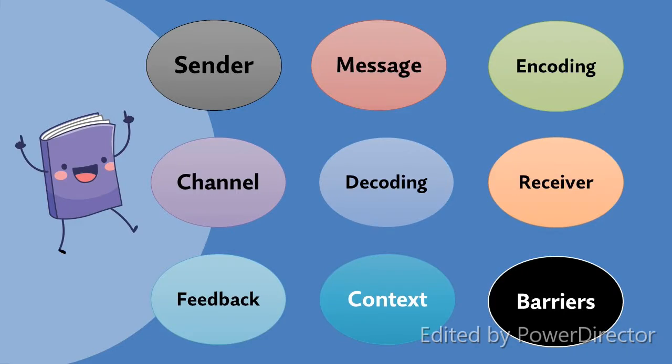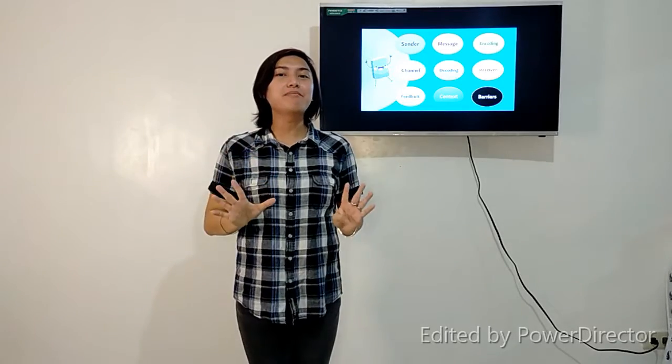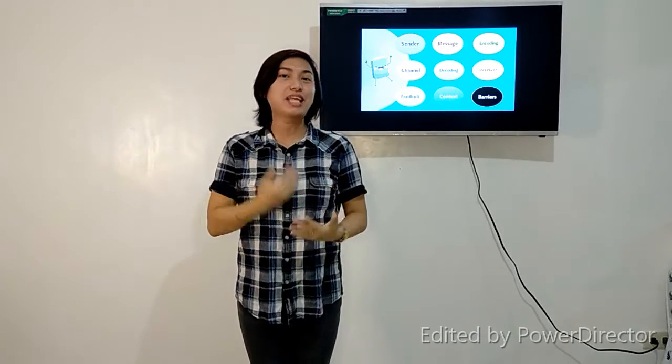The sender, message, encoding, channel, decoding, receiver, feedback, context, and barriers. Again, these are the 9 elements of communication that we're going to talk about for today.